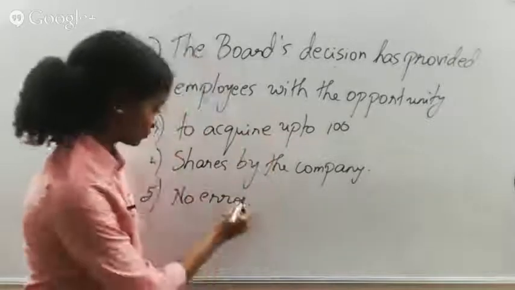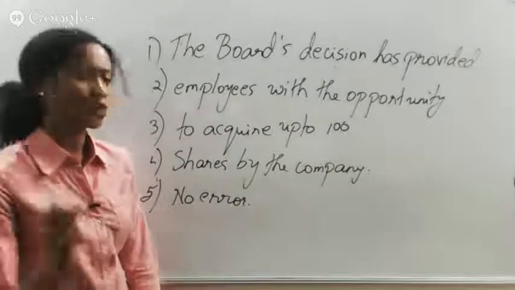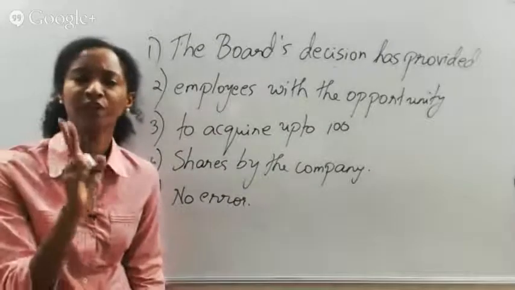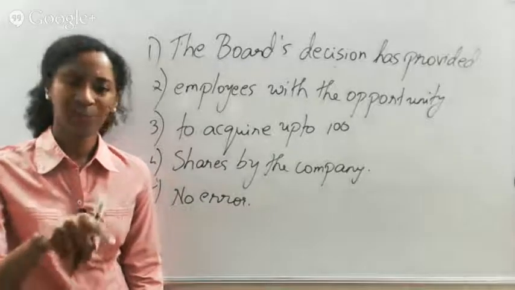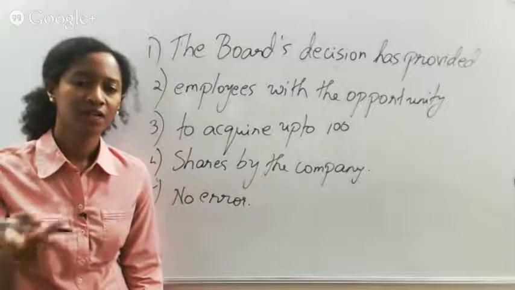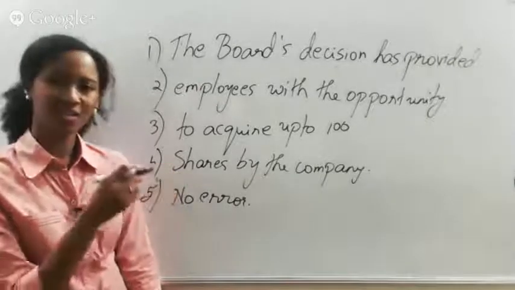No error. Okay. The board's decision has provided employees with the opportunity to acquire up to 100 shares by the company. I'm going to ask you only two questions. Whose shares are these? Whose shares? Company shares. Who's going to acquire it? The employees, right? So I said this is a preposition error.